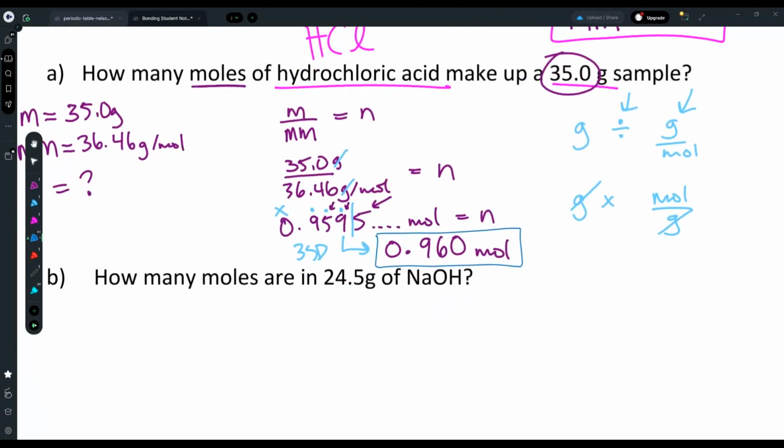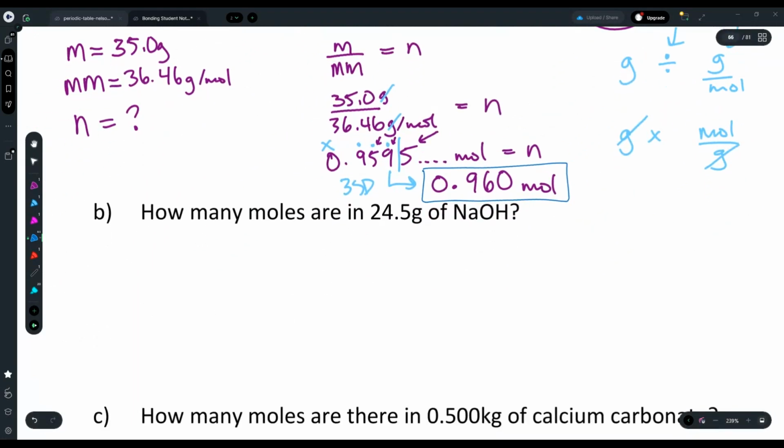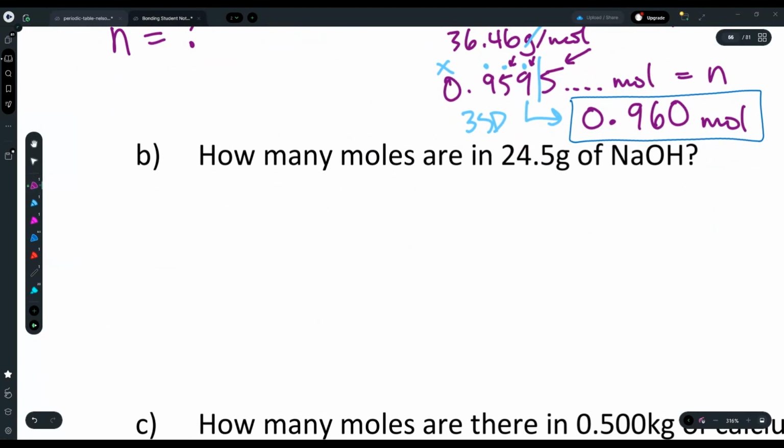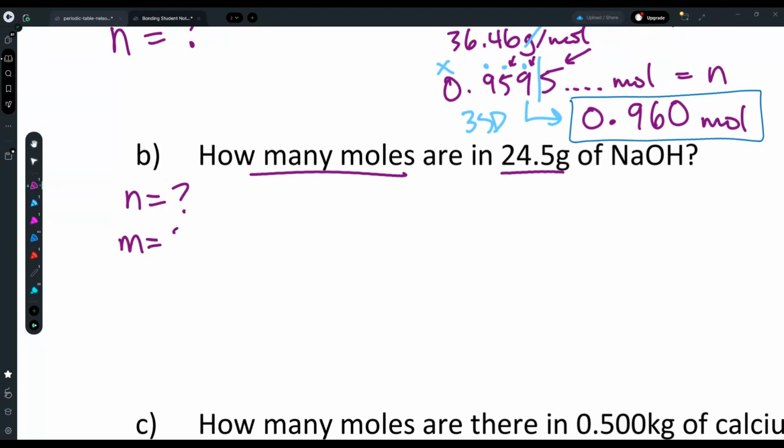Okay, so that's the formula way of doing these calculations. Now I'll move on to unit analysis. All right, so how many moles, so n, we have no clue, are in 24.5 grams of sodium hydroxide? So mass is equal to 24.5 grams.